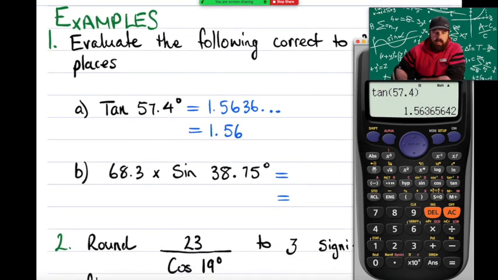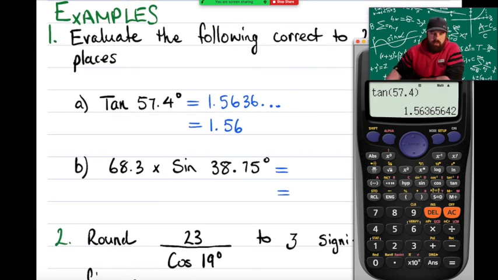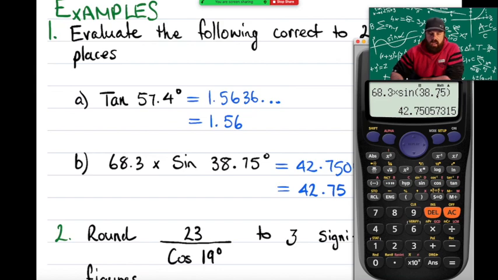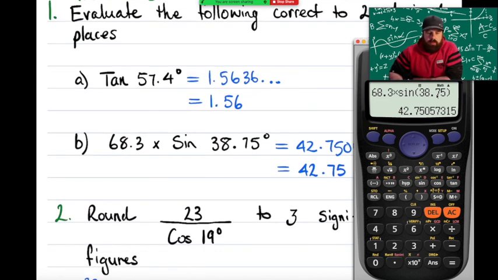Example B there: 68.3 times sine of 38.75 degrees. So just clearing my calculator display, I'm going to type 68.3 times sine of 38.75, close my brackets, remembering that because my calculator is in degrees, it knows that's a degree. Pressing equals, we are left with 42.7505 and so on, and that rounds to 42.75.